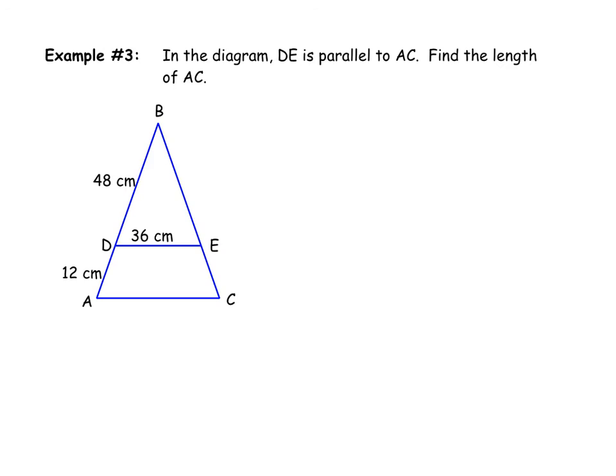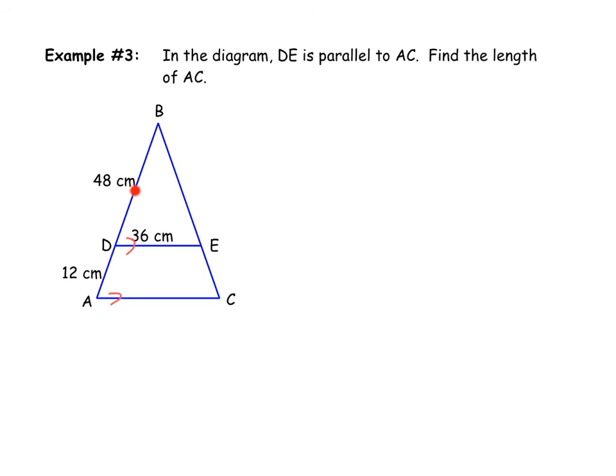Okay, so the first thing that I notice right away is that I appear to have a big triangle and a smaller triangle inside of it. Because they've told me that AC is parallel to DE, I can therefore say that those triangles are going to have to be similar because their angles are going to be corresponding, right?